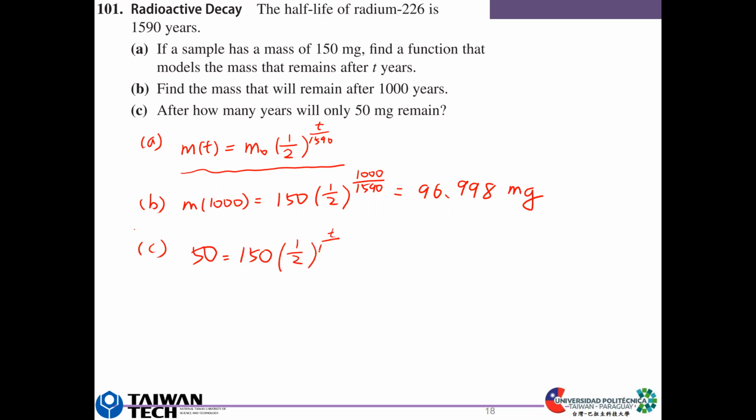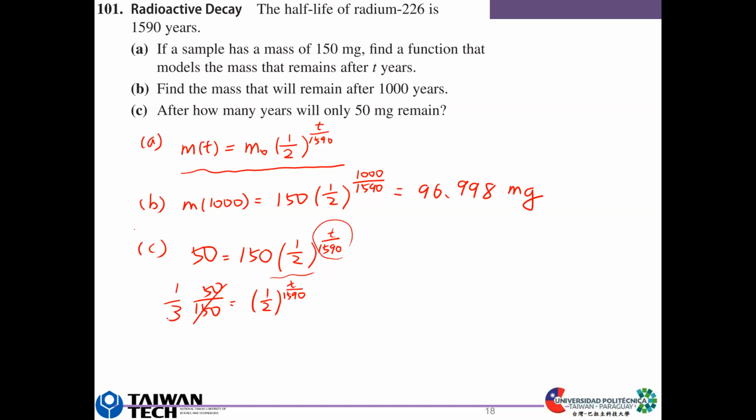This is t over 1,590. So this is an exponent, and then you have a base function. So to solve this equation, you need to apply the log function to both sides. But before that, let's make it 50 divided by 150 equals (1/2) to the power of t divided by 1,590.